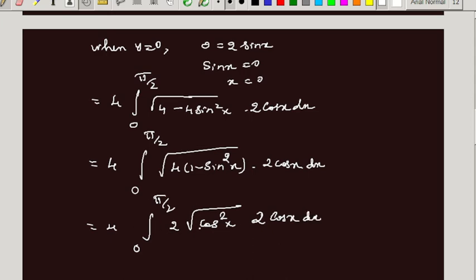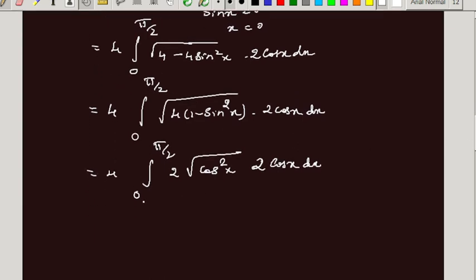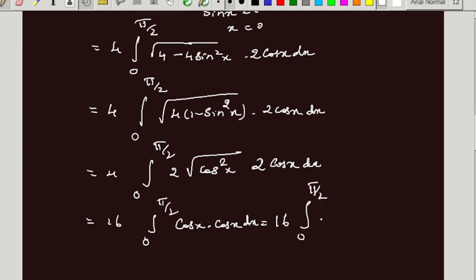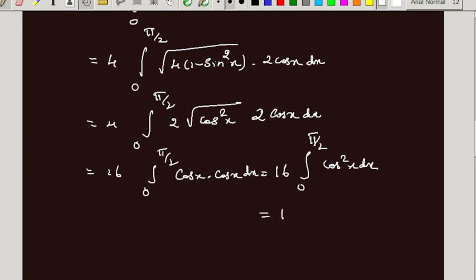Now we multiply: 4 2s are 8, 8 2s are 16. 16 with limit 0 to pi by 2. Here the square root of cos square x is cos x, into cos x into dx. So this one we can write as integration from 0 to pi by 2 of 16 times cos square x into dx. So already we know the formula for this with limit 0 to pi by 2. We can write this as 2 minus 1 in the numerator, denominator 2.